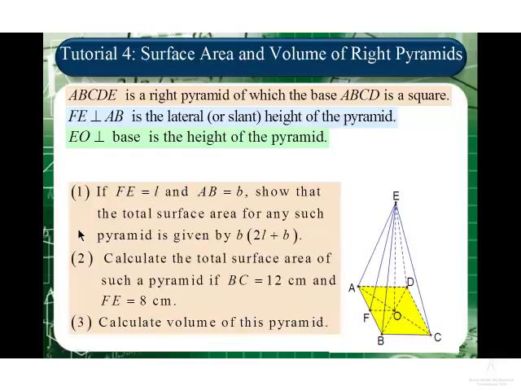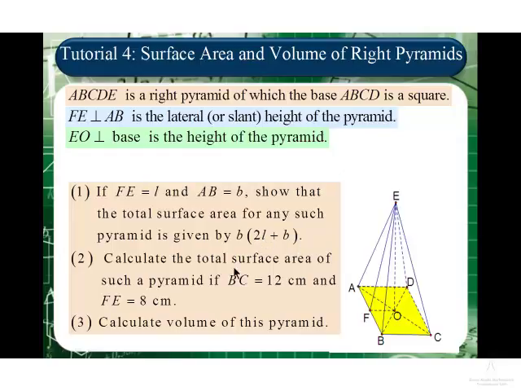Now with that in hand, first of all, if we say that FE is represented by small l, the parameter small l, and AB, that is the side length for the square base, is represented by the parameter small b, show that the total surface area for any such pyramid is given by the formula small b in brackets 2l plus b. That is the first challenge.